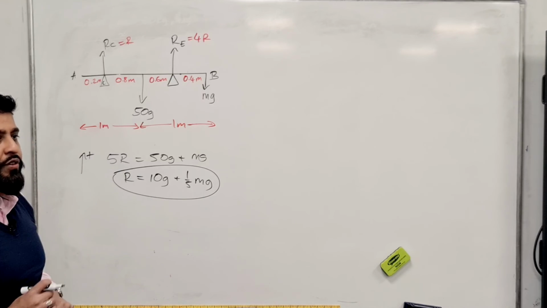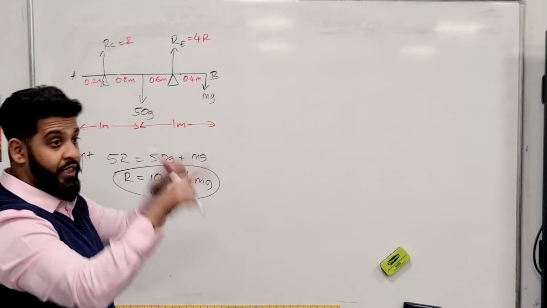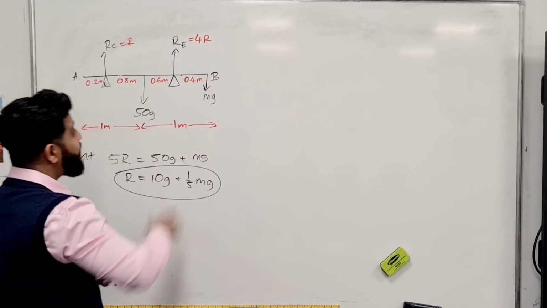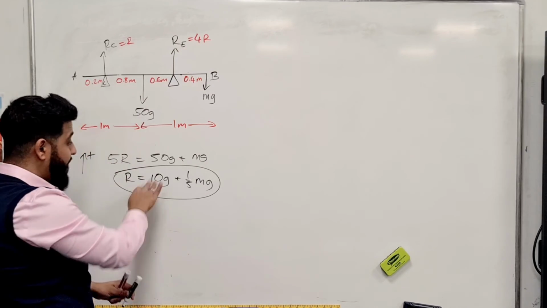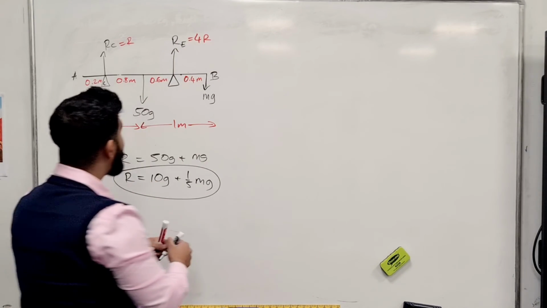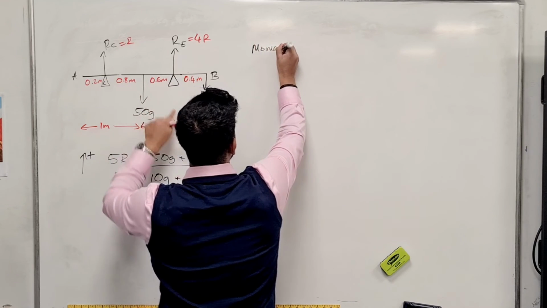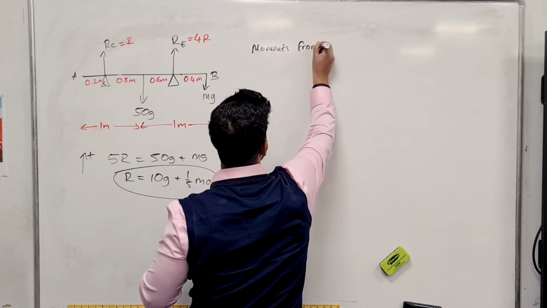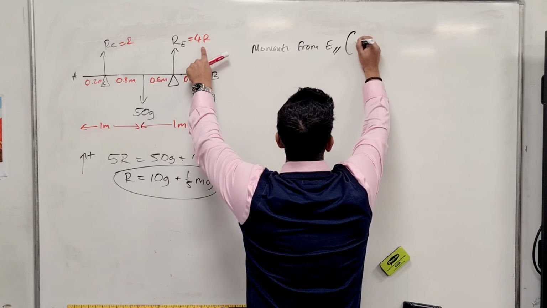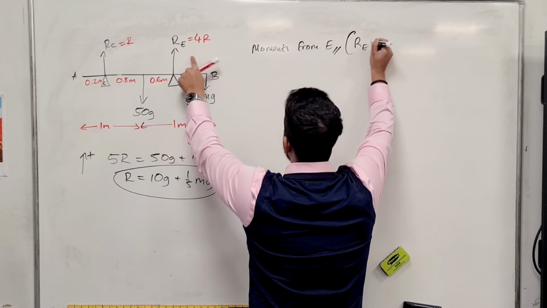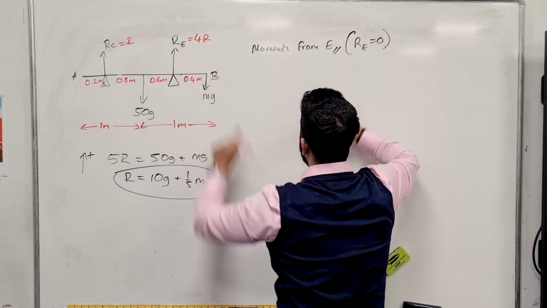But we'll do something really smart. In order to find the M, we'll need to do our moments. If we take moments from here, it means we don't even have to worry about this 4R and multiplying this by 4. All right, so let's do that. Let's take moments from E. Moments from E, which means what? That 4R would be equal to 0. So the reaction force at E would be 0.